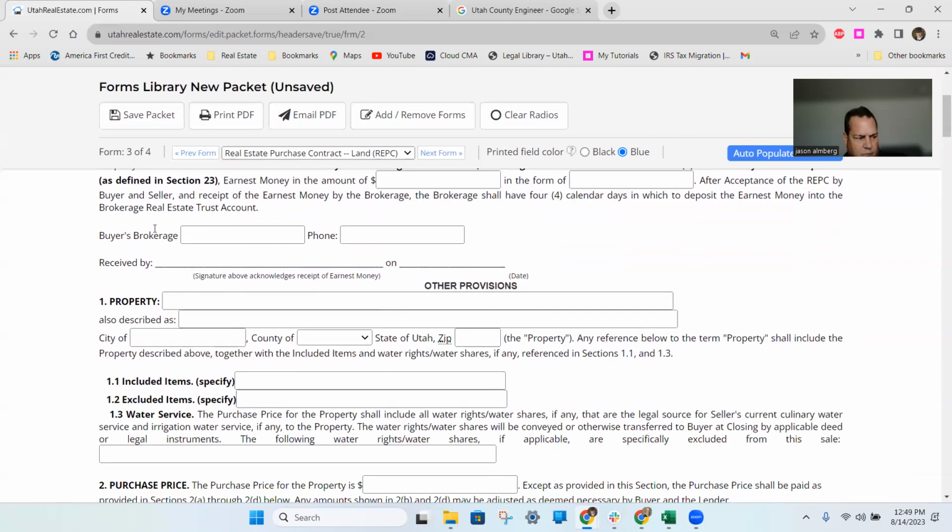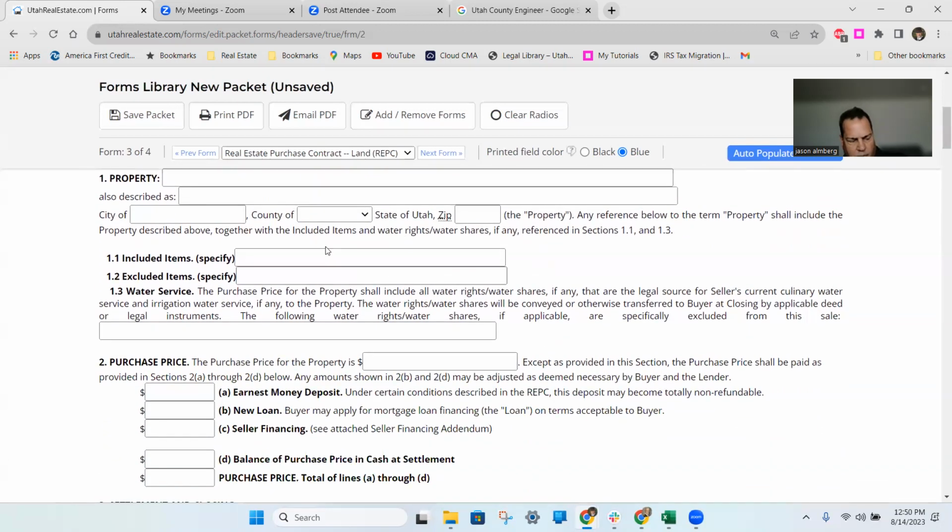The other difference you'll see here is in the event that your client chooses to provide the earnest money at the time of the offer, this serves as the earnest money receipt. You fill in the brokerage phone number and who signed, if you received it. Otherwise, it's the more traditional, once they bring it in, then we fill out a digital earnest money receipt here.